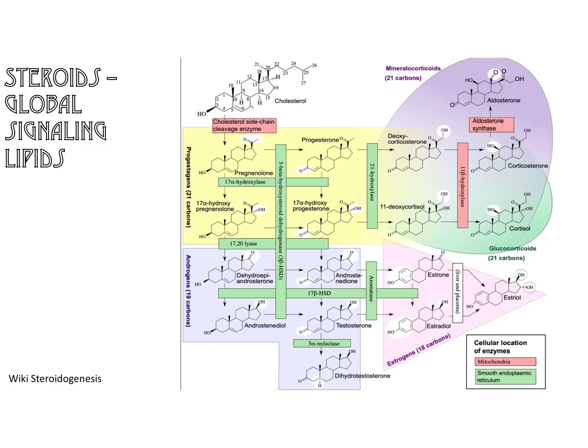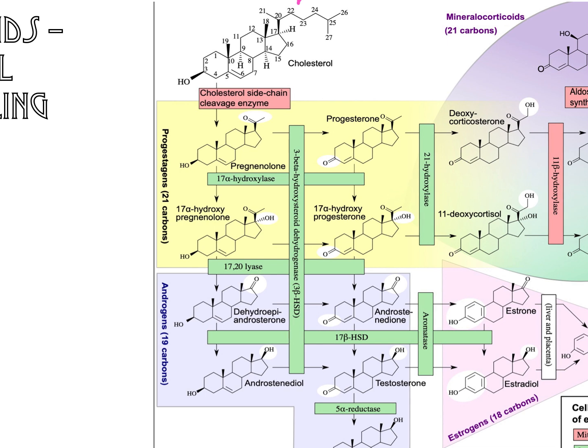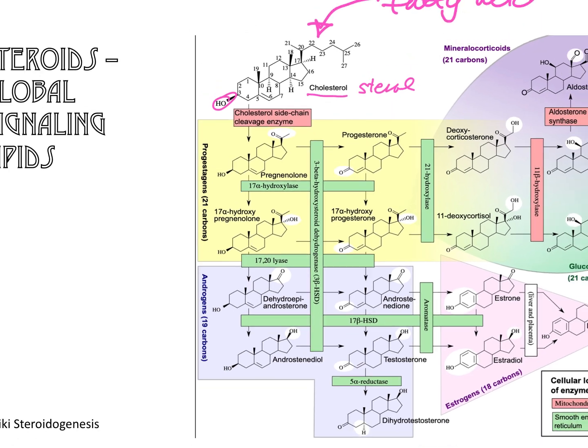Again, I don't need you to memorize any of the structures of the steroids, but I do want you to be able to recognize key features of the steroids. So the steroids actually start, well, we start with a fatty acid. And a fatty acid can be converted into cholesterol through metabolism in the body. And cholesterol, this type of sterol, because there's only one OH down here, is the starting point for all of steroidogenesis, or all of the steroids.